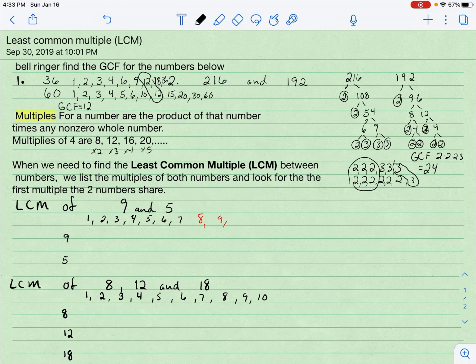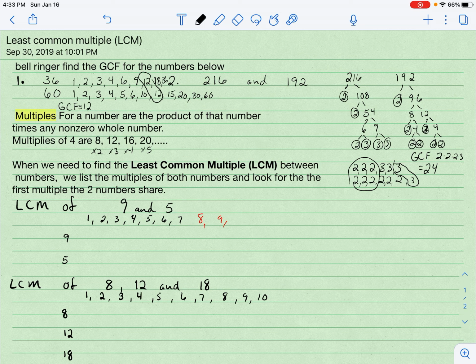All right, so we're going to look at multiples and least common multiples here. Real quick, just the bell ringers, we're going to go over the greatest common factor once again. Remember, you list out the factors. The factors are the numbers that you multiply by another factor to get that number. So all the factors of 36: 1, 2, 3, 4, 6, 9, 12, 18, and 36. All the factors of 60: 1, 2, 3, 4, 5, 6, 10, 12, 15, 20, 30, and 60. And you'll see that the greatest common factor between these is 12.